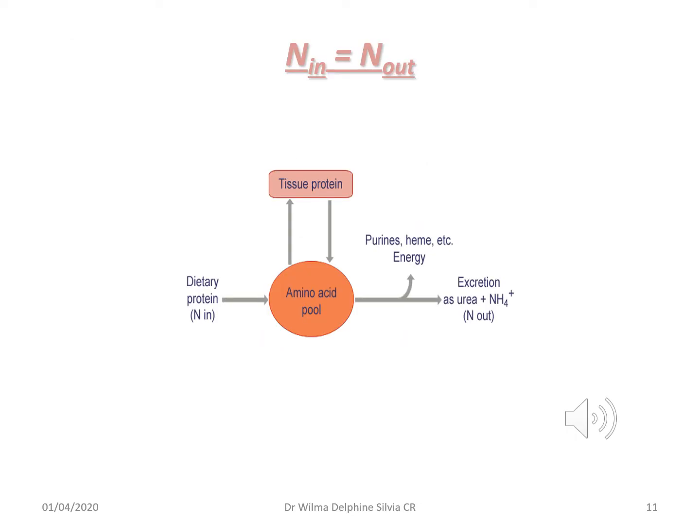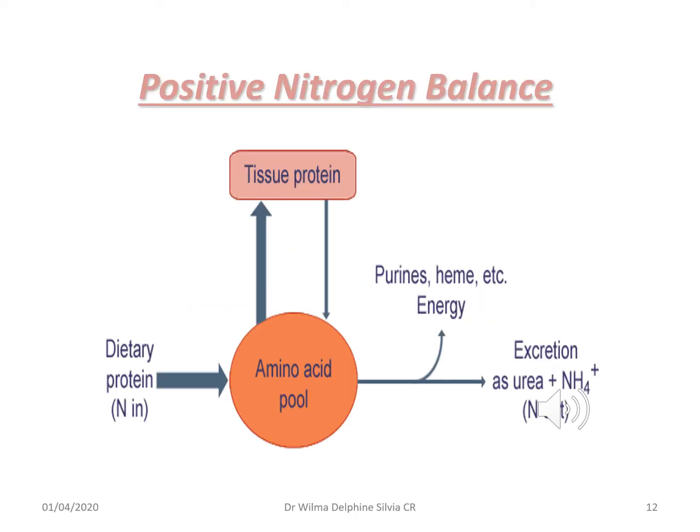This is a state of nitrogen equilibrium where nitrogen input is equal to nitrogen output. This is a state of positive nitrogen balance wherein the nitrogen intake is more than the nitrogen excretion. It shows that nitrogen is retained in the body. This occurs in conditions like pregnant women and in infants.